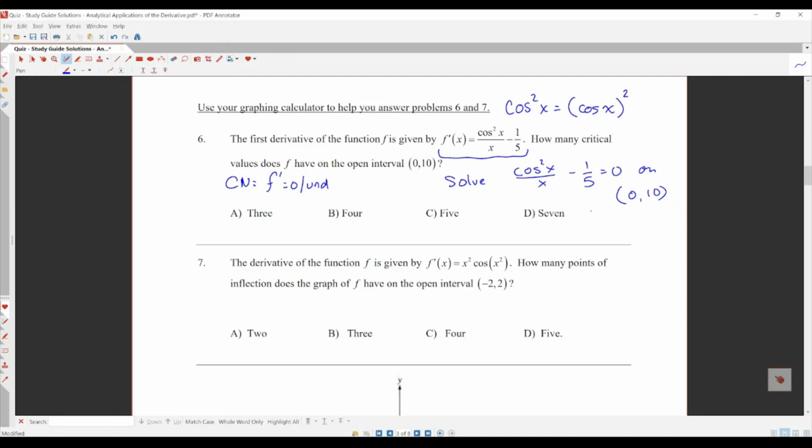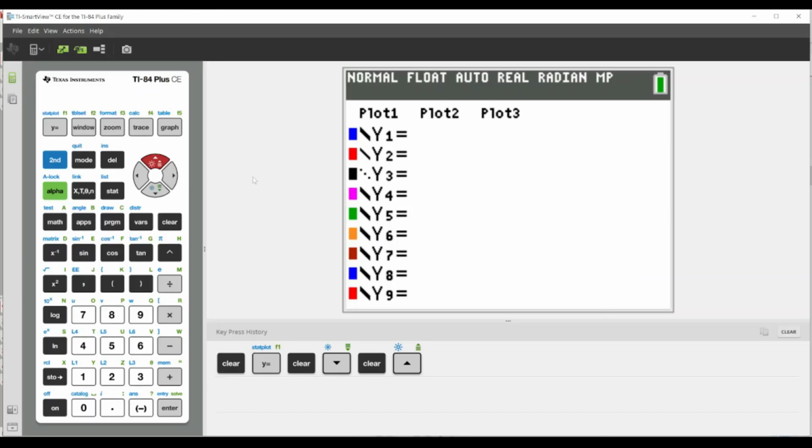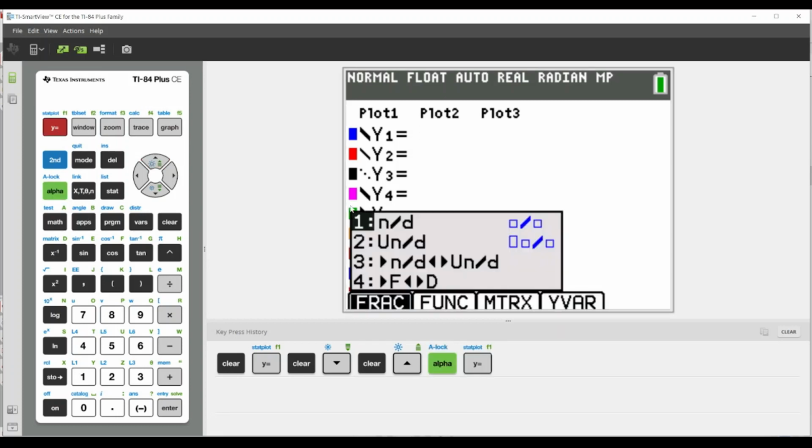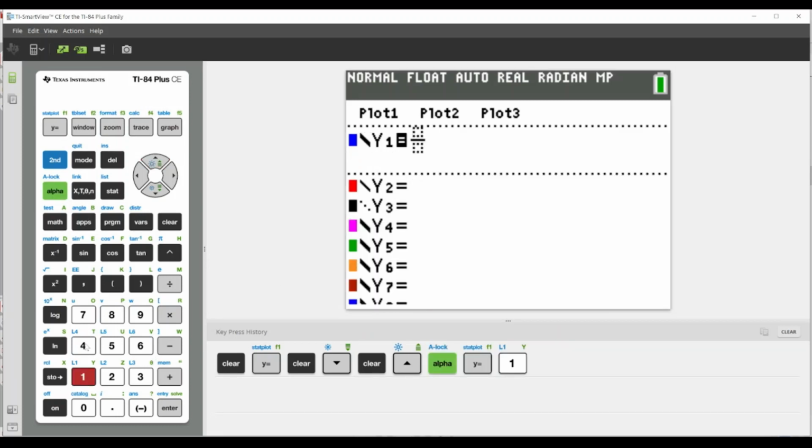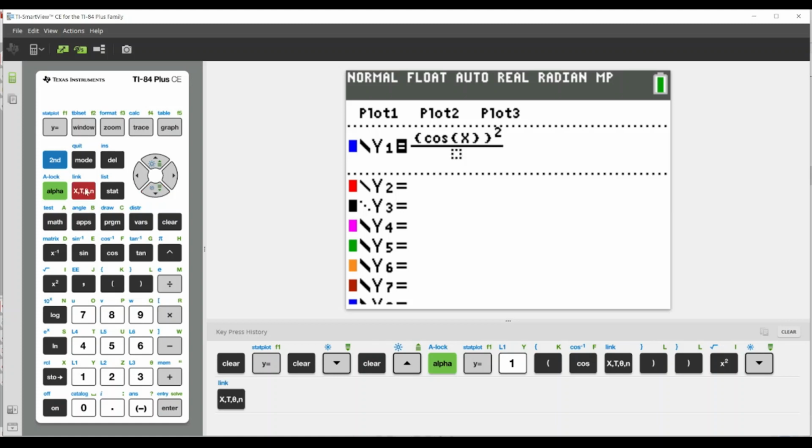So what we're going to do is break out our graphing calculator, graph this function, and so let's go ahead and do that. So I'm going to go to y equals. I'm going to create a fraction. We do that by hitting alpha, y equals, and then option number 1 is a fraction. So again, I'm going to go parentheses, cosine, which opens the second parenthesis. Type x, close that one, and then close the cosine and square it. Divided by x, get out of that, minus, I'm not going to do the whole fraction thing. I'm just going to go 1 divided by 5 here for the 1/5.